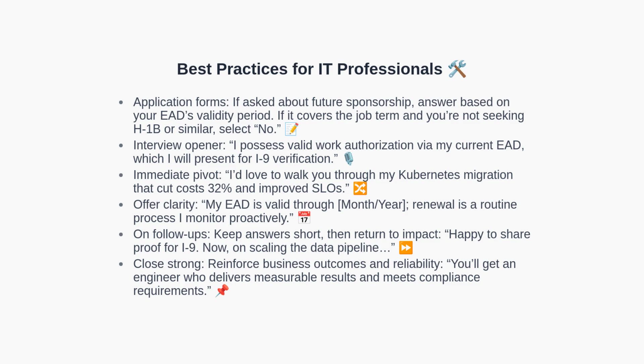Here are practical steps for applications and interviews. First, on application forms, when asked about future sponsorship, answer according to your EAD's validity. If your EAD covers the foreseeable employment term and you are not requesting employer-sponsored visas like H-1B, you can select no. Second, during interviews, use a clear work authorization statement referencing your EAD and the I-9 verification. Third, immediately pivot to a concise impact story, such as cost savings or performance improvements.